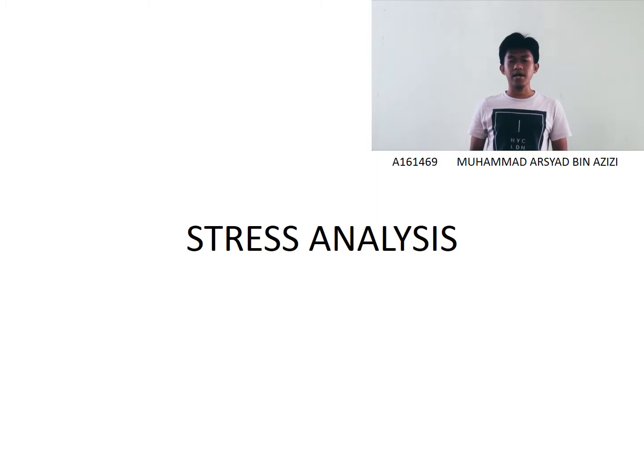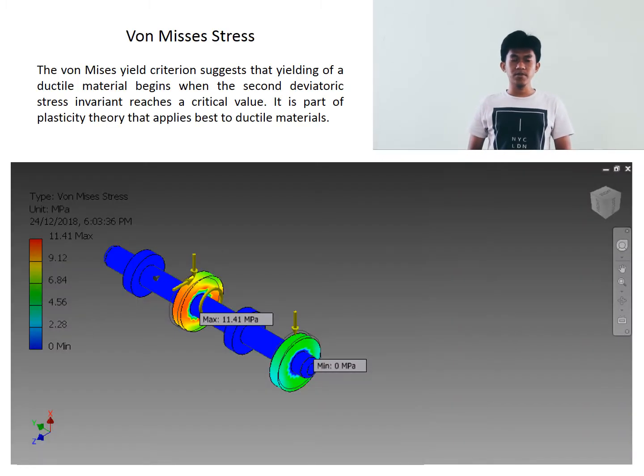Here I will explain about stress analysis. In this analysis, there will be von Mises stress, displacement and safety factor. The von Mises stress is an important design criterion for design engineers. For this shaft, the maximum value of equivalent stress or von Mises stress is 11.41, which takes place at the spur gear between these two ball bearings.